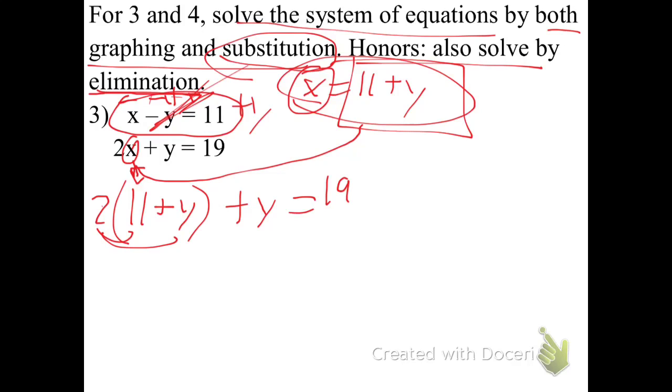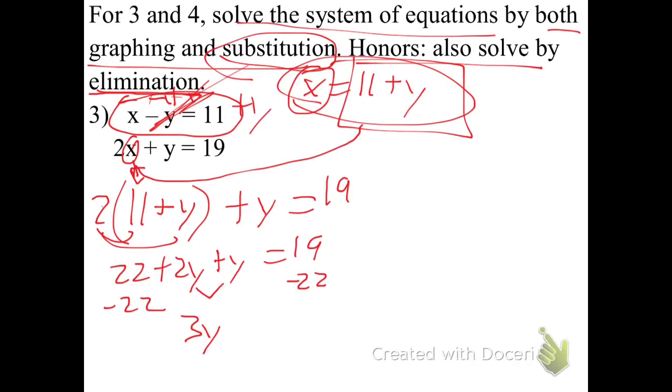Distribute the 2 through to get 22 plus 2y, and then you got plus y there equals 19. I'm going to combine my y's, and while I'm at it, I'm going to subtract 22 because I'm trying to save some space. I'm running out really quickly. 2y plus y equals 3y, and 19 minus 22 gives me negative 3. I divide by the 3 to get y equals negative 1. Okay, so that's half of my solution.